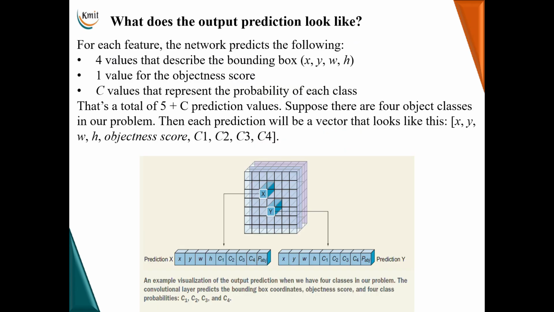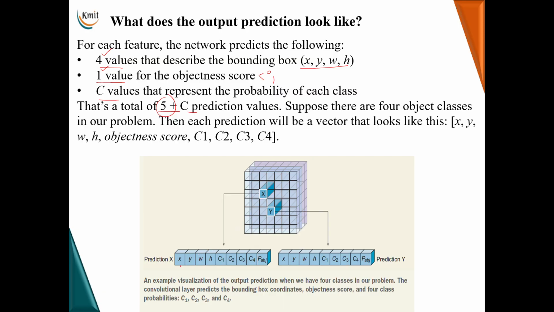Now what kind of output will be predicted here? For each feature, the network predicts the following: 4 values to represent the coordinates of the bounding box, 1 value for the objectness score, either 0 or 1, and C which represents the probability of each class. So in total you have 5 plus C prediction values. 5 for what? 4 values for the coordinates and 1 value for the objectness score, and C represents the probability of each class, as can be seen here.